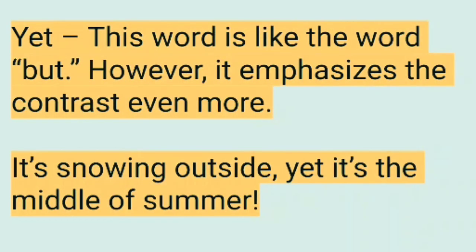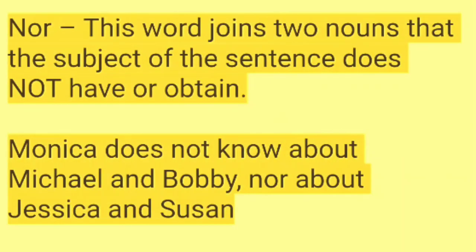Yet: this word is like the word but. However, it emphasizes the contrast even more. It's snowing outside, yet it's the middle of summer. Nor: this word joins two nouns that the subject of the sentence does not have or obtain. Monica does not know about Michael and Bobby, nor about Jessica and Susan.